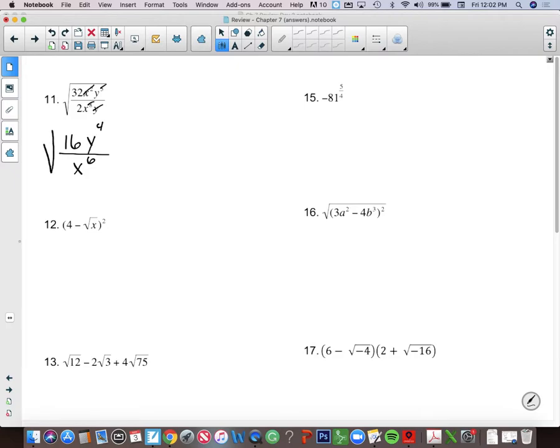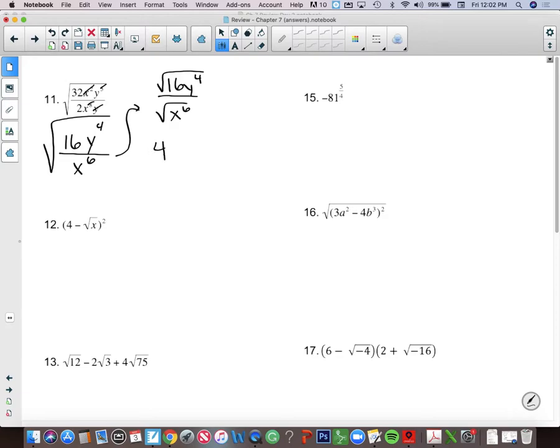And then we have the square root of that. So we have the square root of a fraction. Remember, we can split that up. All right? So square root of 16 y to the 4th over square root of x to the 6th. And we can break that down. So square root of 16 is 4.